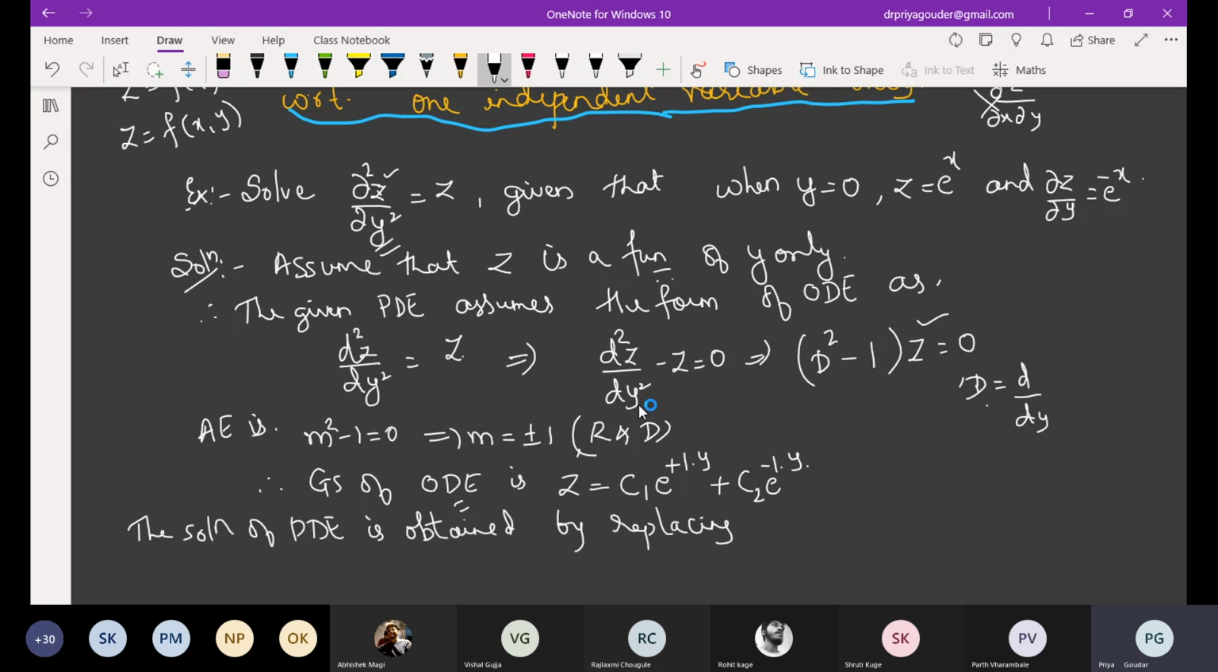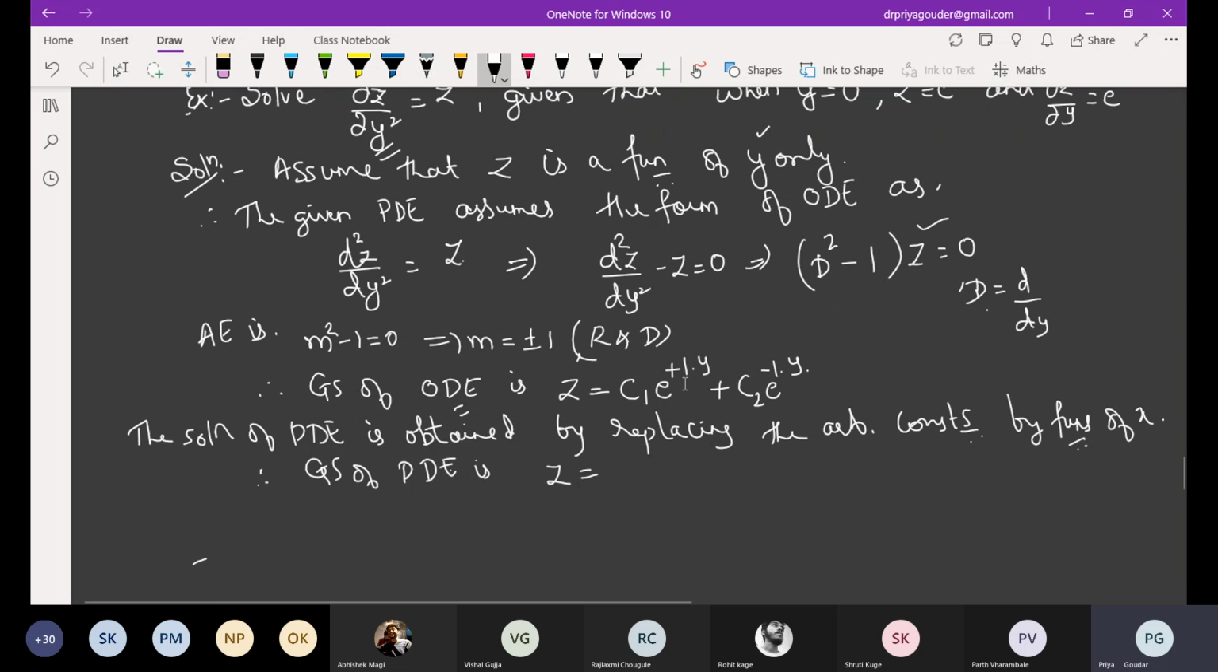See, here in this solution you have some constants, no? You should replace these constants by functions of the other variable. Other variable means the one which you have not taken till now, X, in this case. So the solution of PDE is obtained by replacing the arbitrary constants by functions of X. Understood? Therefore, the general solution of PDE. Write everything the same. Instead of C1, C2, write arbitrary functions of X.